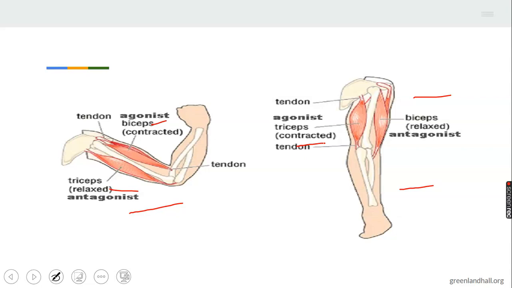At this point, I want us to look at that diagram very well. See where the biceps is placed and see where the triceps is placed. And you can see the tendon there. Without those tendons, movement may not be possible.